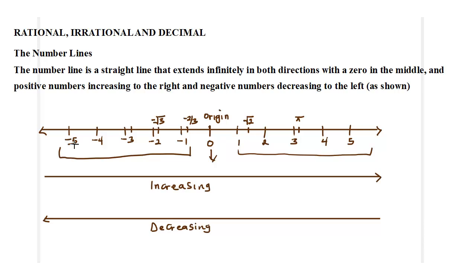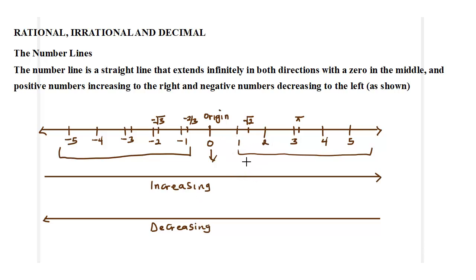What I'm saying is that as we move from -5, -4, -3, there's an increase. In essence, -4 is greater than -5, -3 is greater than -4, -2 is greater than -3, 0 is greater than -1, 1 is greater than 0, 2 is greater than 1. So that is the concept.